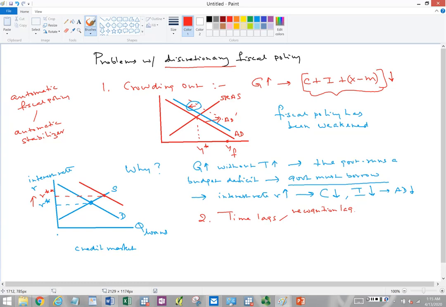The second lag is called the legislative lag. So once the government recognizes that there is a recession, the government might then want to increase spending and or cut taxes. But this requires an act of Congress. And if the political parties are bitterly divided as they are today, it may take a very long time for the necessary spending and tax bills to be passed in Congress, to clear Congress.